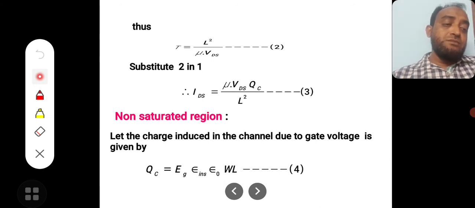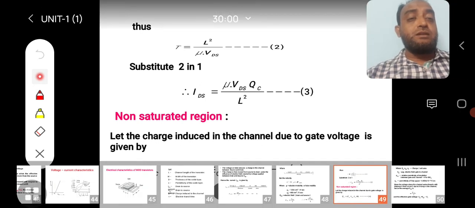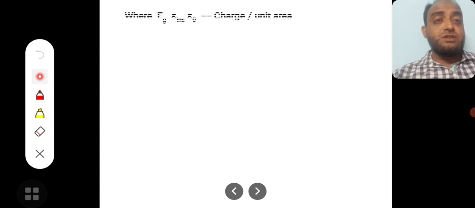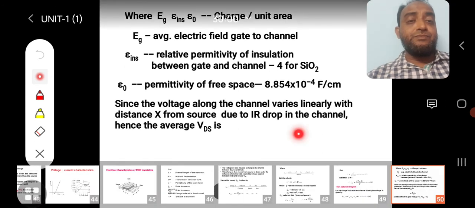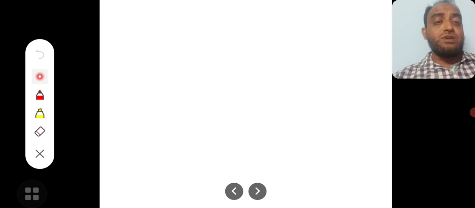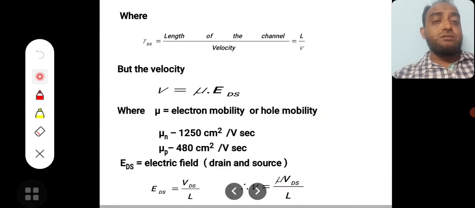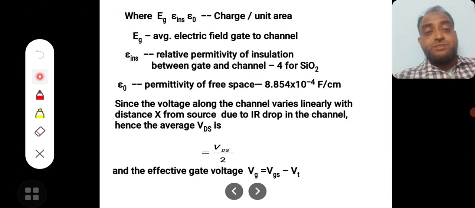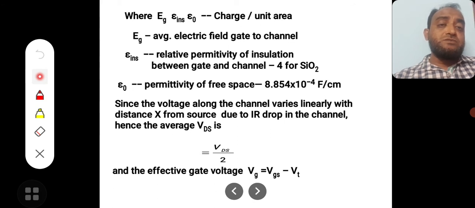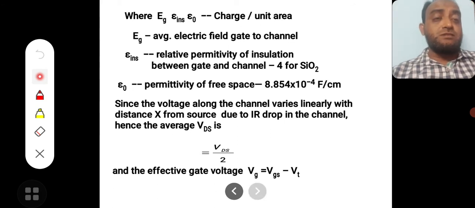Now because the channel is completely under the gate structure, you can take either the gate dimensions or the channel dimensions, both are the same. Now QC is equal to Eg epsilon naught epsilon INS W into L. Now that QC should be substituted in the equation to write Vg is equal to the effective gate voltage, Vg is equal to Vgs minus Vt.